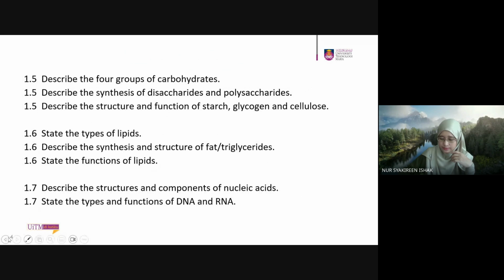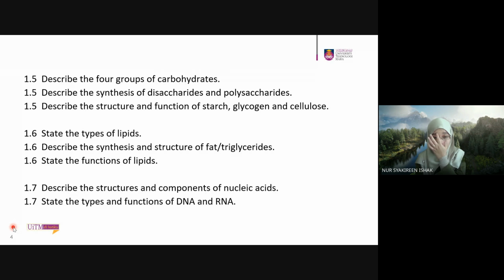The next subtopic: describe the four groups of carbohydrates I've mentioned: monosaccharides, disaccharides, oligosaccharides, and also complex carbohydrates. Okay. And then describe the synthesis of disaccharides and polysaccharides. Okay, polysaccharides are the fourth one. And then describe the structure and function of starch, glycogen, and cellulose.